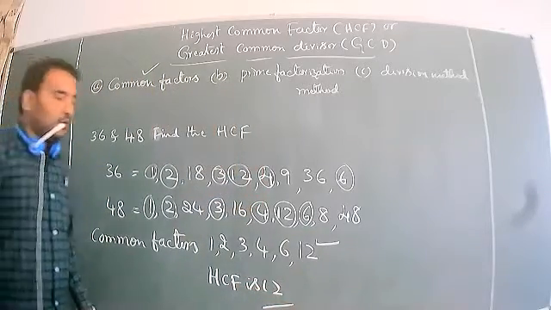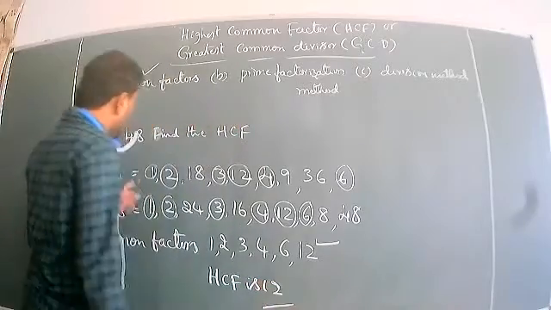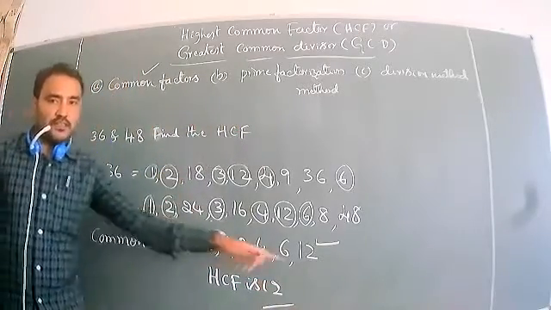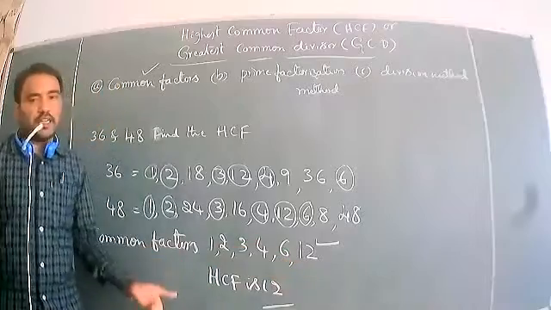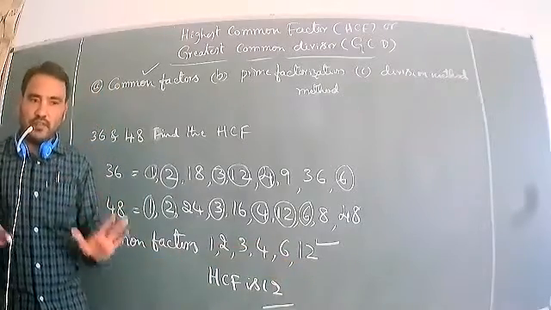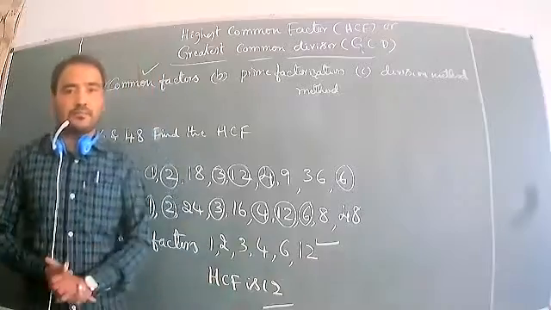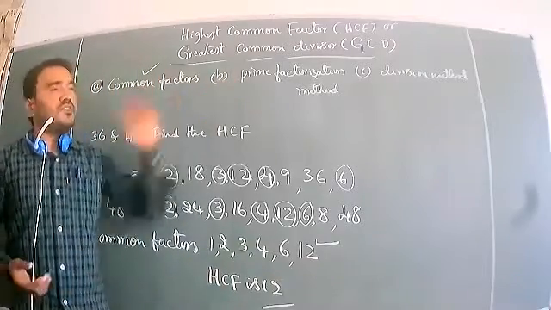We should write it. Okay. First, we take the common factors of the given numbers, and then which one is the greater? That is the HCF of the given numbers. Okay, this is the common factor method. Now another one, prime factorization.